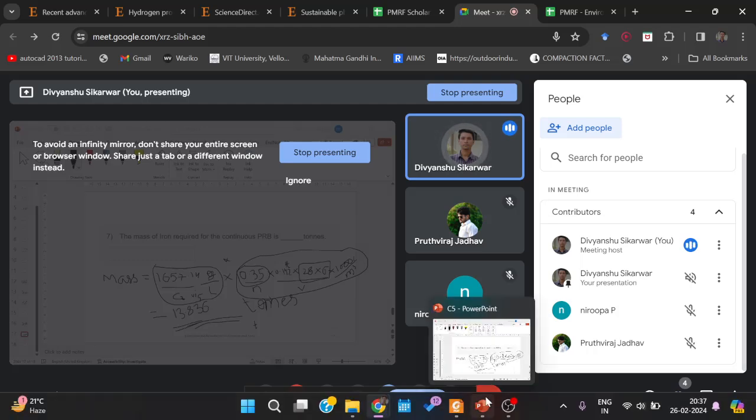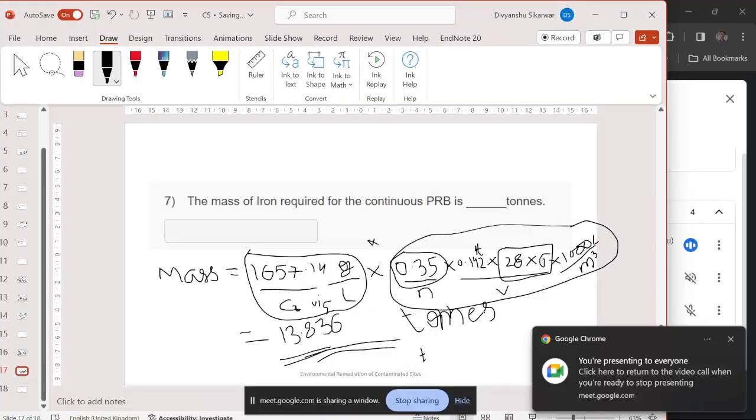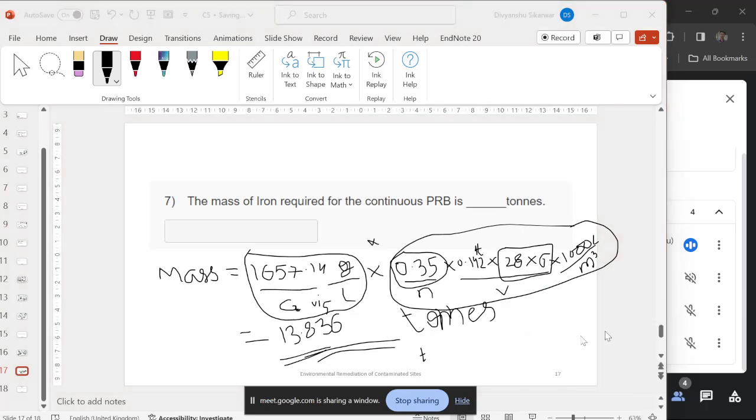Nirva, are you getting exactly 14 or around 13 point something? 13.9. Okay. So you took an approximate value for something, or the calculation is like this only, no? Oh, yes, sir.